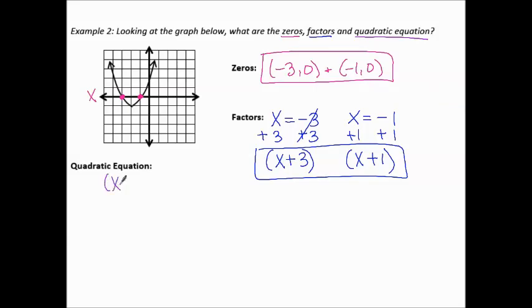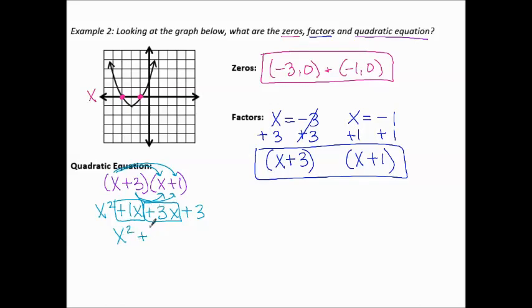So now I'm going to take x plus 3 and x plus 1 and multiply them together. So I have x times x gives me x squared. x times 1 gives me 1x. 3 times x gives me 3x. And 3 times 1 gives me 3. Combine like terms. I get x squared plus 1x plus 3x is 4x plus 3 equals 0. That is my quadratic equation.